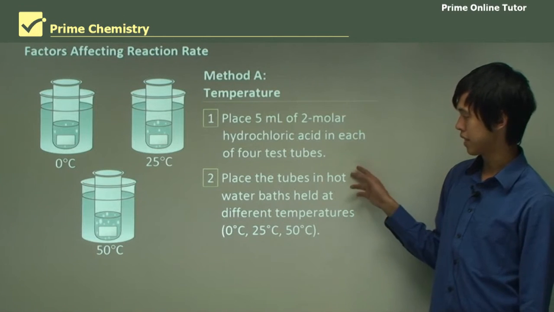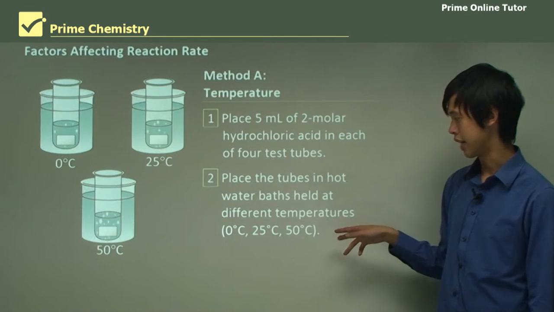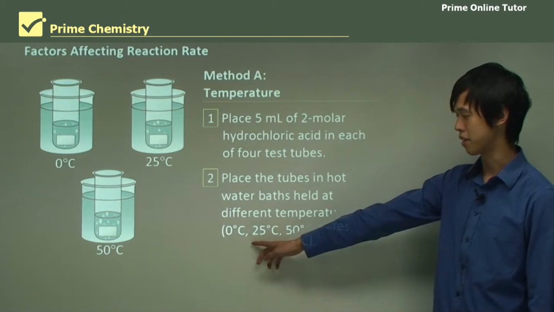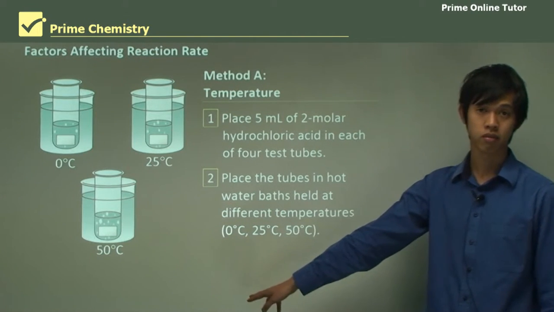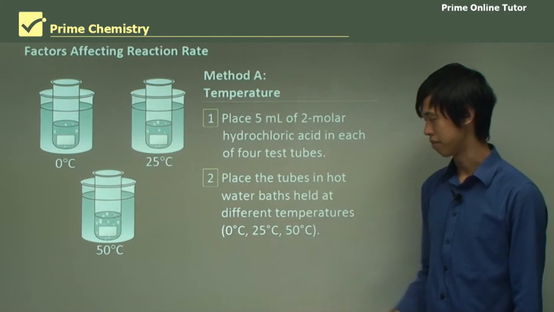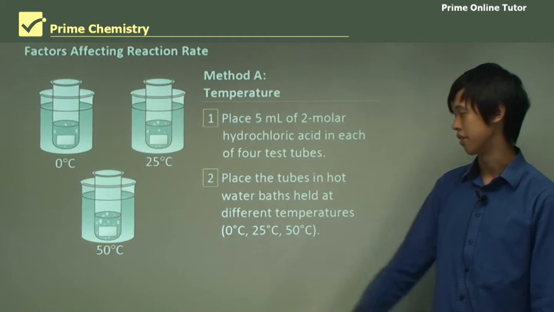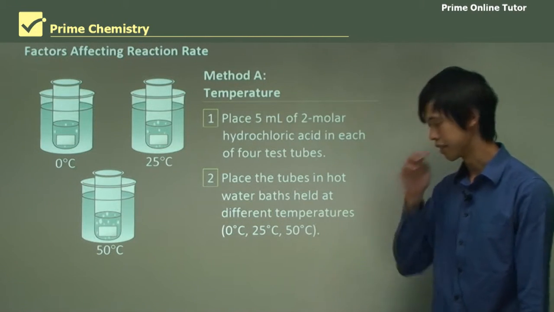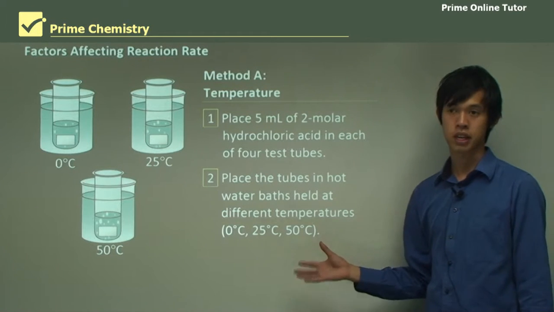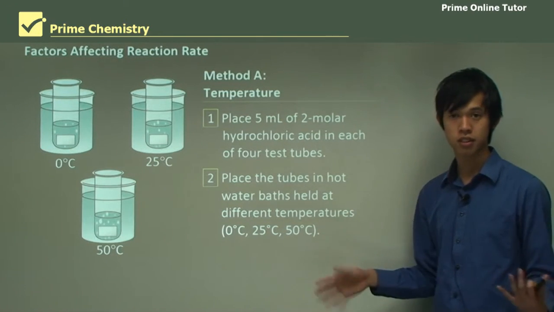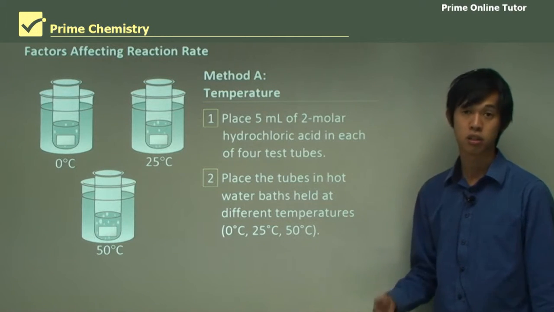Now, place the test tubes in hot water baths held at different temperatures, 0, 25, or 50 degrees. Probably not 0, I'd probably say maybe go 10. If you could manage 0, that would be really good. But 10 degrees is fine also. So any set of temperatures is okay, as long as you can get them. As long as you note down what the range of temperatures is, that's okay. So you can pick any temperatures you want, really.